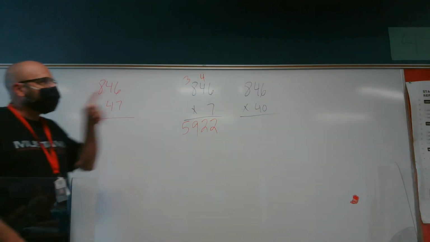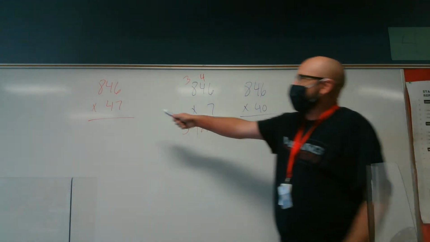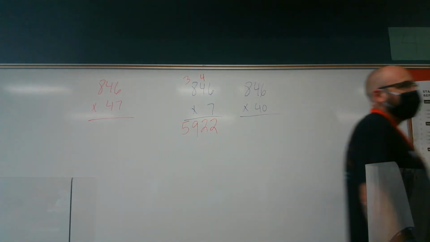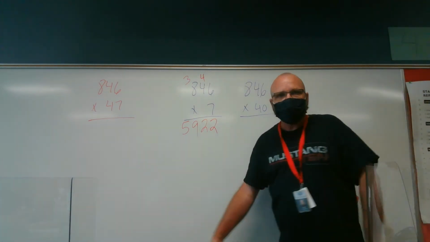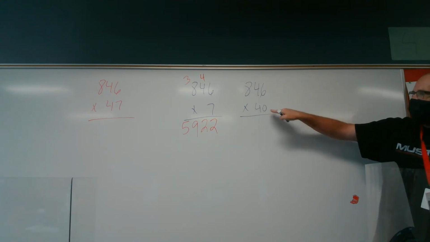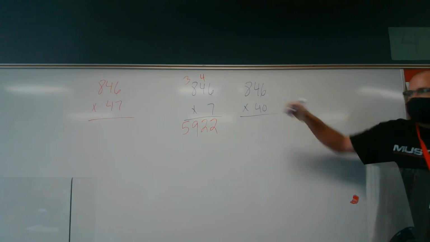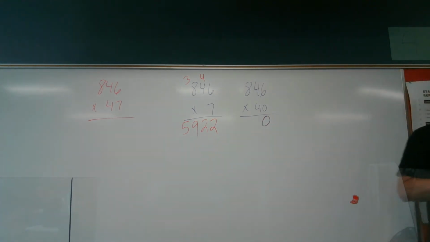I got it right. Now if we do 846 times 40, why did I pick 40? Because I'm multiplying by the tens place. The tens place is a 4, so 4 tens equals 40. If I'm doing this here and I got a trailing 0, this factor has a 0 in the ones place. All I have to do is move it down. And then I'm just doing 846 times 4.